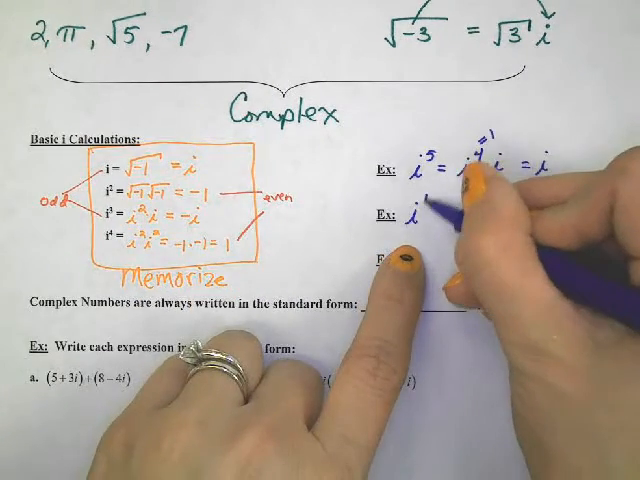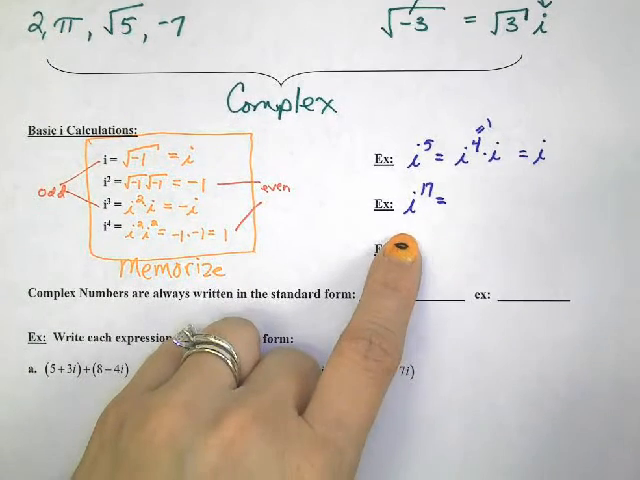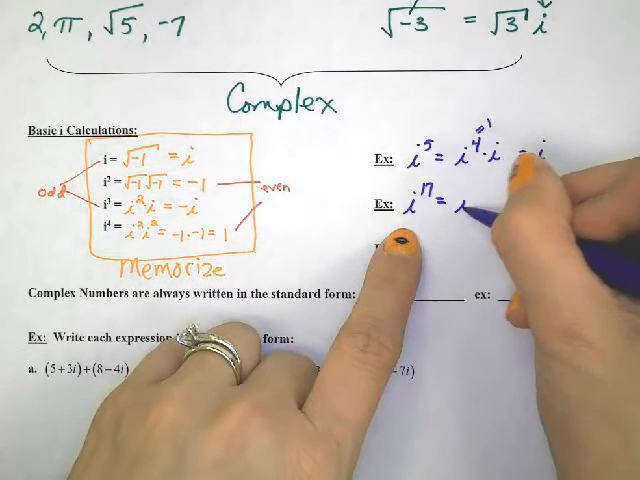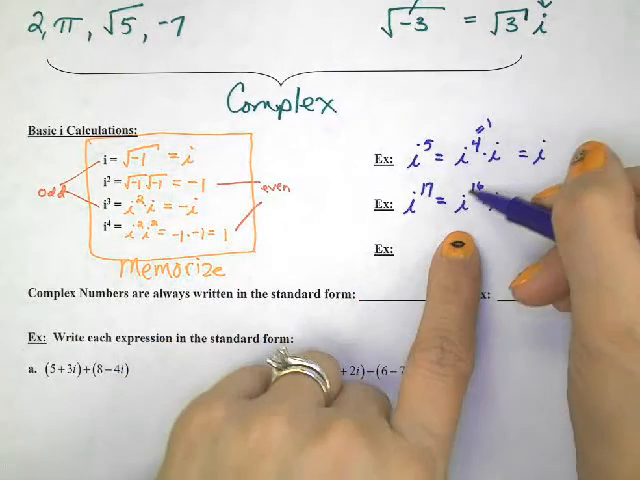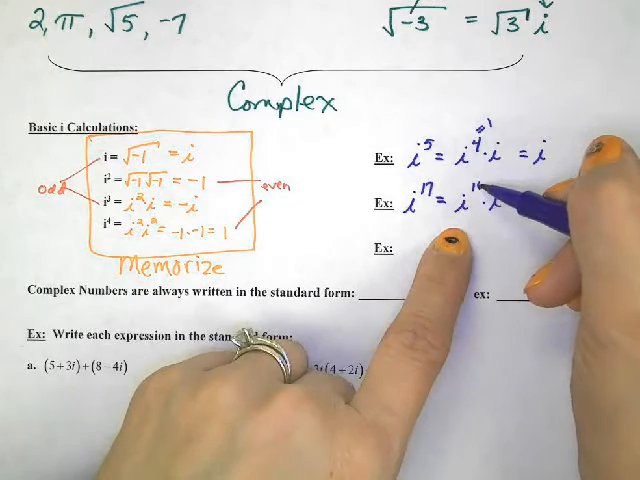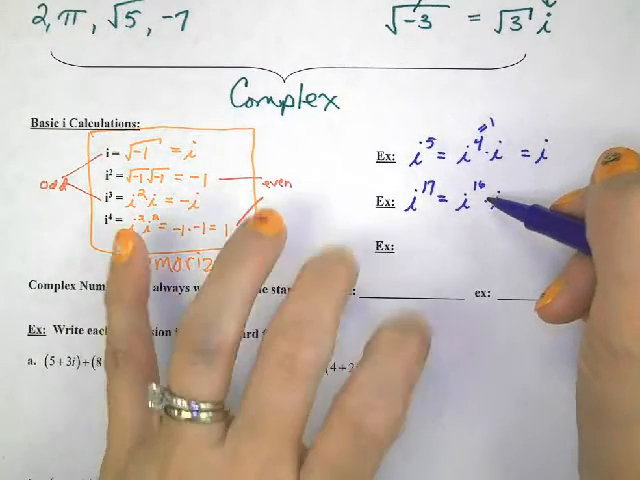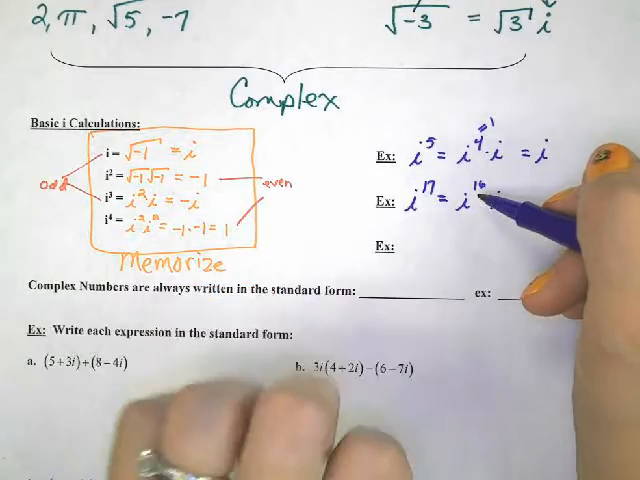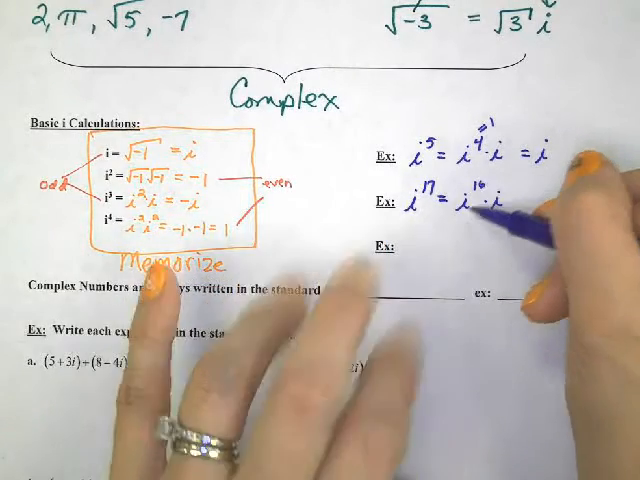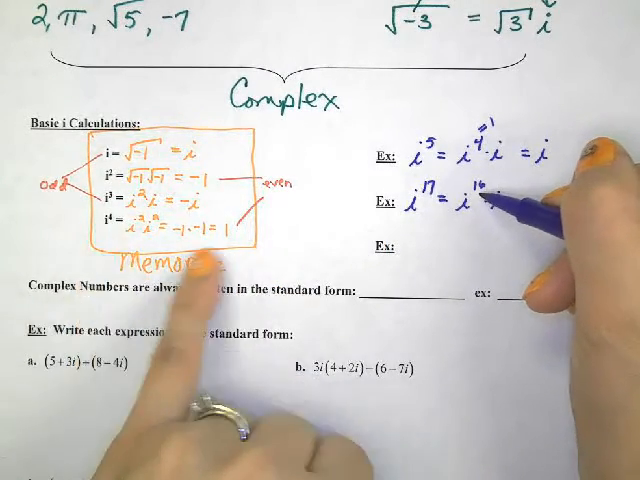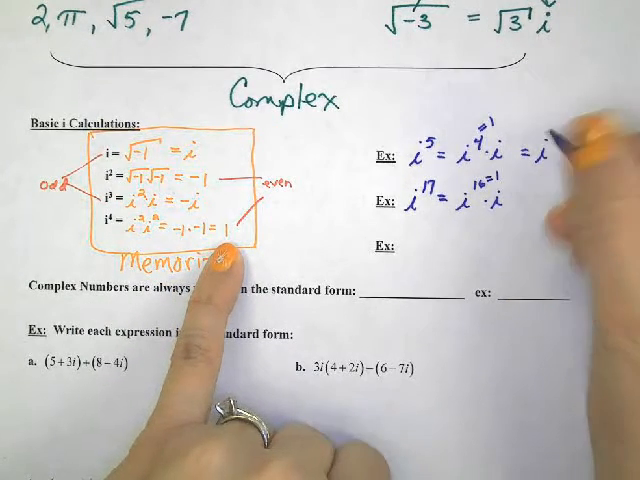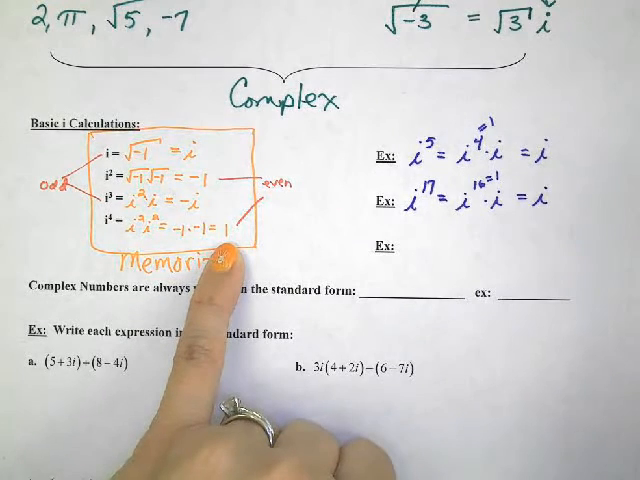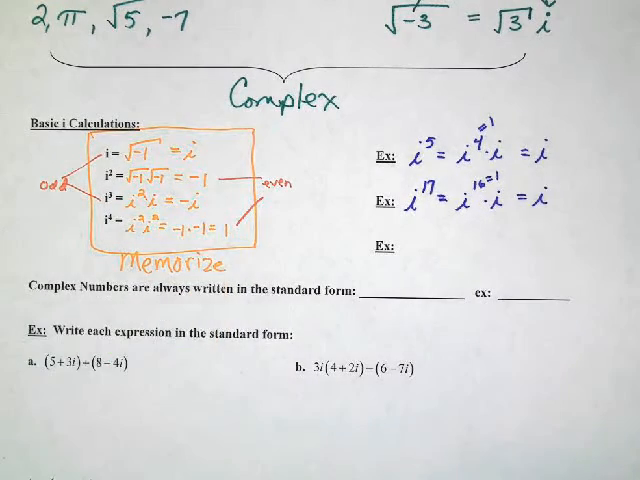Here's another one. How about i to the 17th power? How does that simplify? Well, we've got i to the 16th times i. What's i to the 16th? That's 4 i's and 4 i's and 4 i's and 4 i's. Every time we have i to the 4th, that makes a 1. So this one right here just makes a 1, and then we have i left over. You try to find sets of 4.